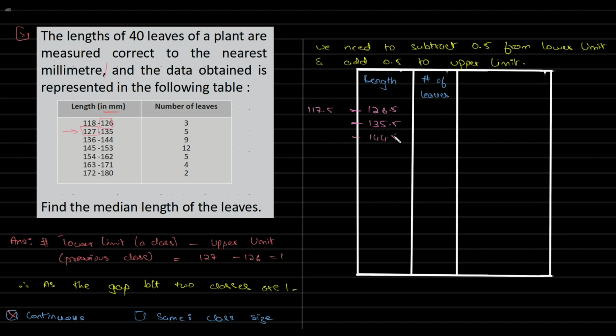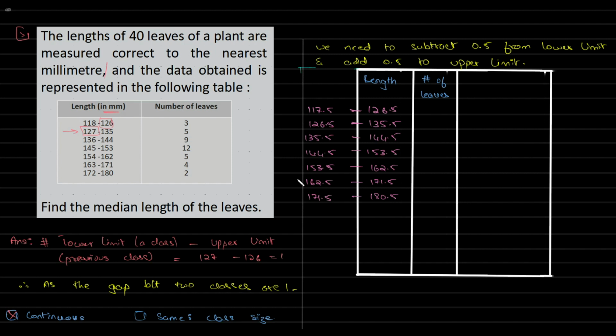So 144.5, 153.5, 162.5, 171.5, 180.5. Just copy the upper limit to the lower limits. That's all. 135.5, 144.5, 153.5, 162.5, and 171.5. That's it, done. So we are done with making the table continuous.